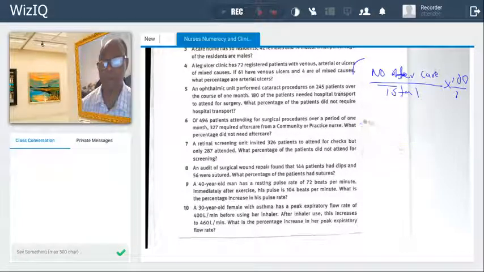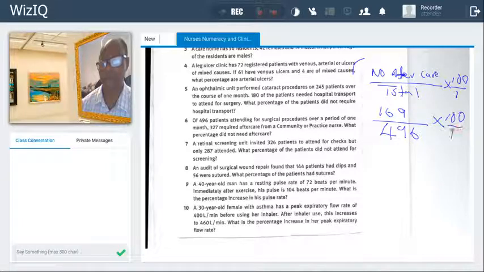So we have 169 divided by the total. The total is 496. And then you multiply by 100 over 1. Okay.